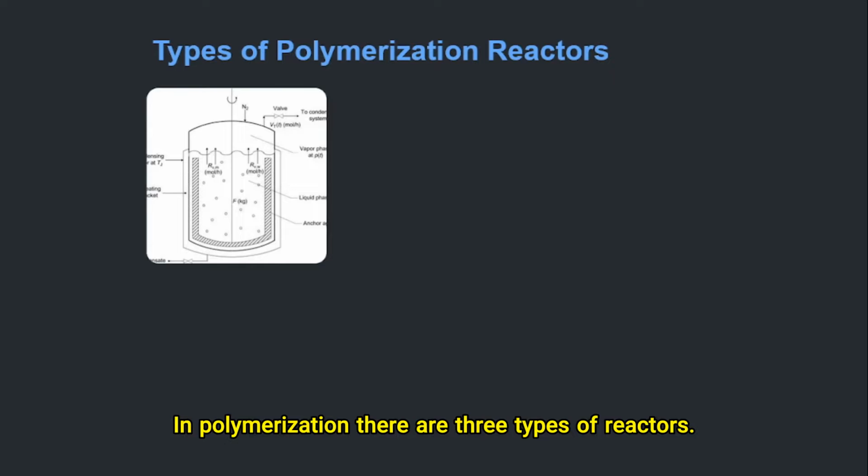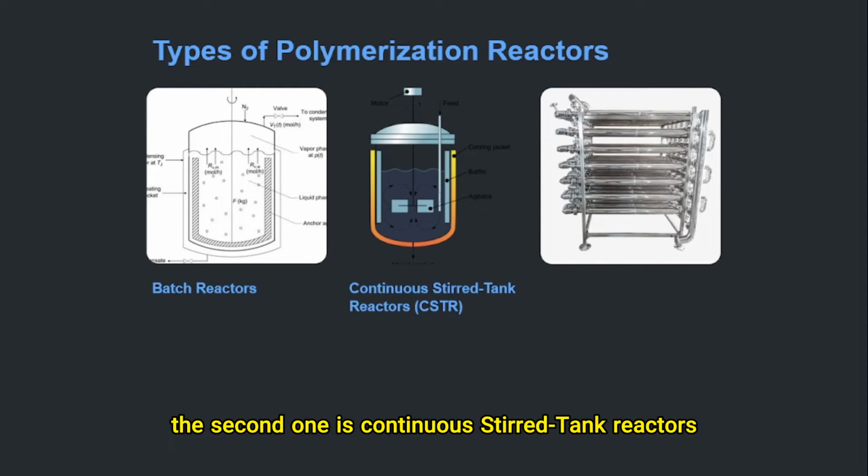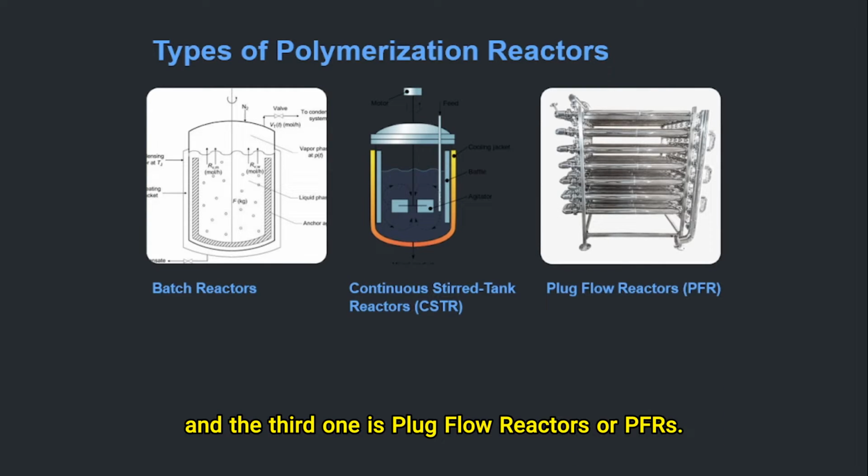In polymerization, there are three types of reactors. The first one is batch reactors, the second one is continuous stirred tank reactors or CSTRs, and the third one is plug flow reactors or PFRs.